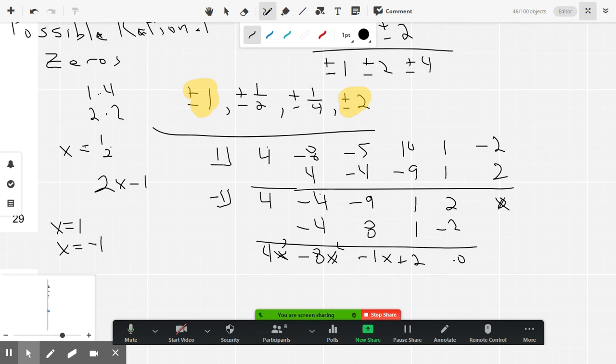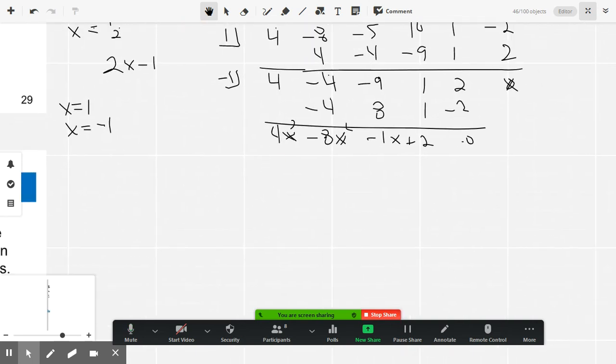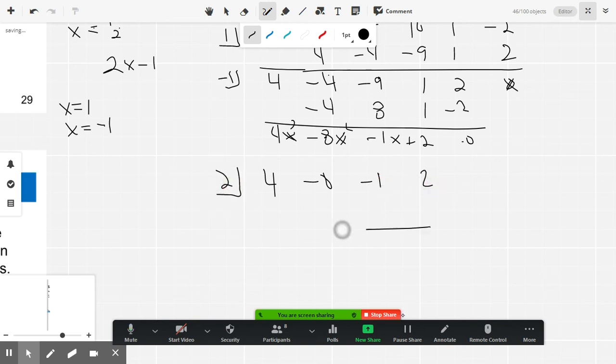So now I can use positive 2 and negative 2 as synthetic division. So I'm going to go 4, negative 8, negative 1, and 2. And I'm going to check 2. That's 4. 2 times 4 is 8. That is 0. 2 times 0 is 0. Negative 1. 2 times negative 1 is negative 2. And I do have a remainder of 0. So 2 is also a rational 0.